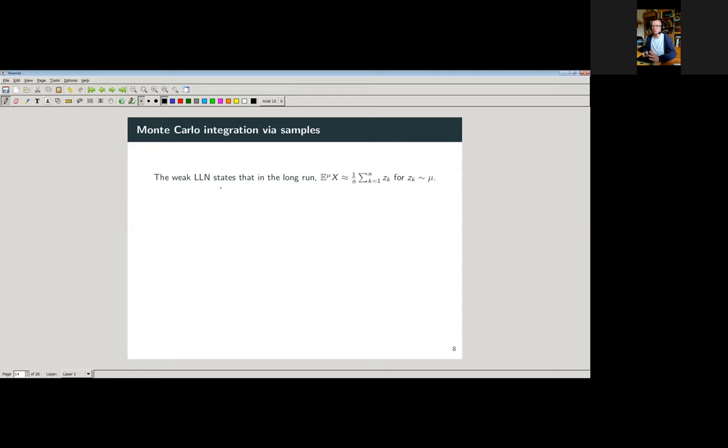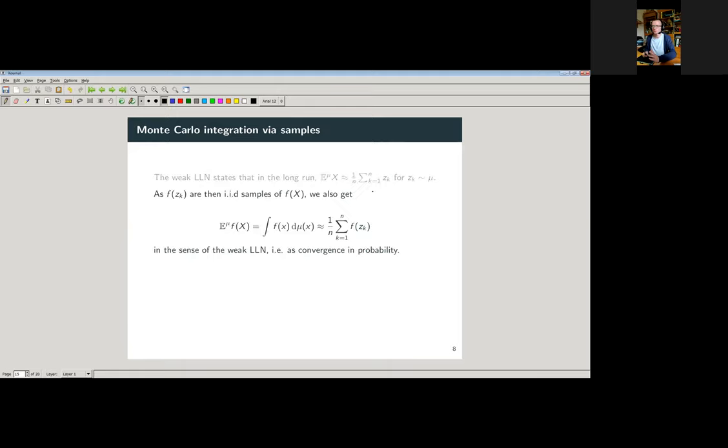So the weak law of large numbers says that in the long run, this integral is approximated by this quantity, which we can compute from samples. And this works in the same way if we don't look at the mean, but we look at an integral of the form f of x d mu of x, because if we sample those zk from x, then those f of zk are samples from f of x, which makes sense. So that means that this integral is the expectation of f applied to this random variable x, and by the weak law of large numbers, this is approximated by this, right?